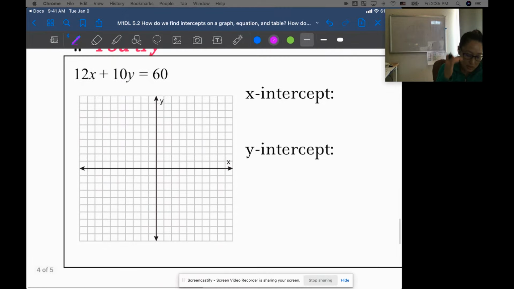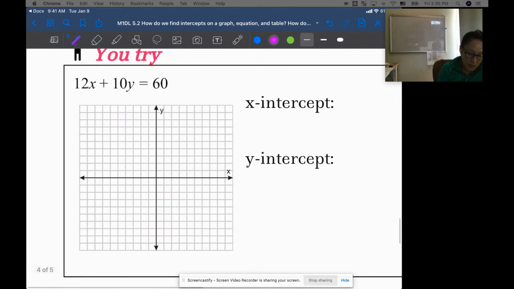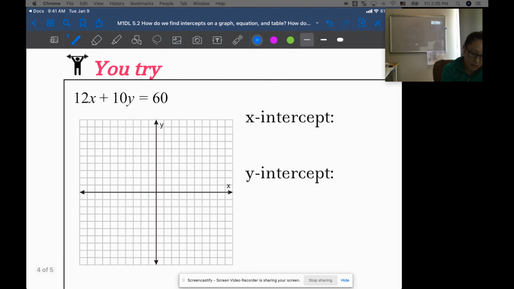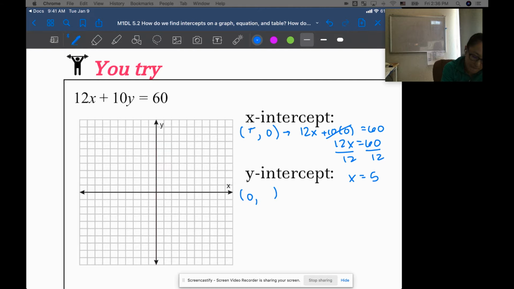Let's do one more of those. So you have 12x plus 10y is equal to 60. So we need to find our x and our y-intercepts. So for the x-intercepts, remember it's something, 0, and for the y, it's 0, something. So we're going to plug in 12x plus 10 times 0 is equal to 60. The 10 times 0 is 0. So I get 12x is equal to 60. Divide by 12. So x is equal to 5.